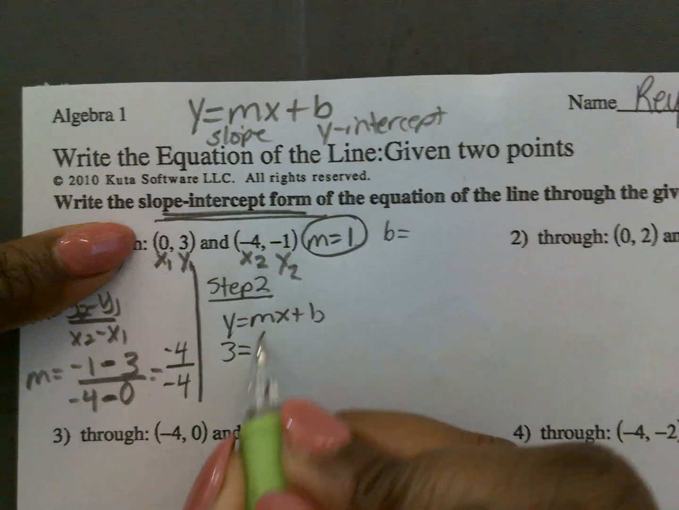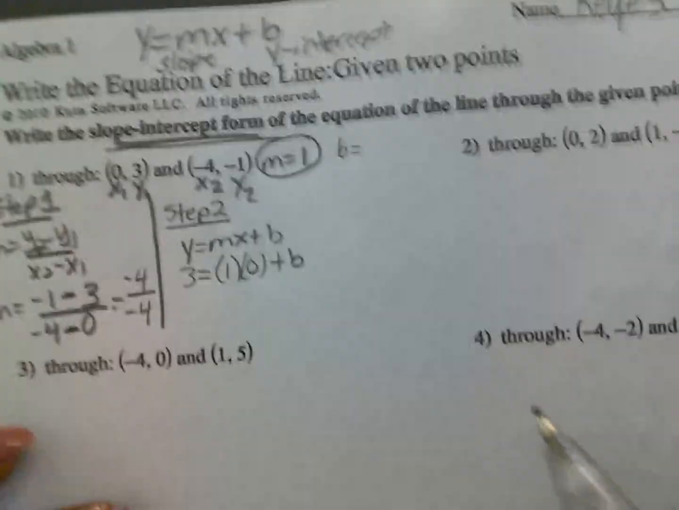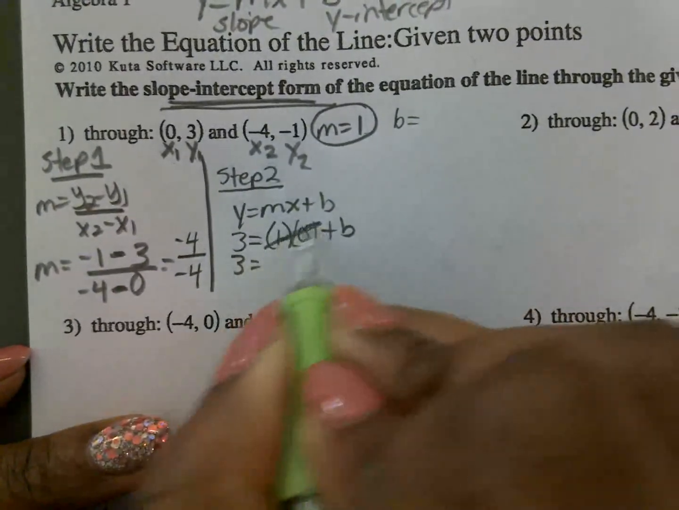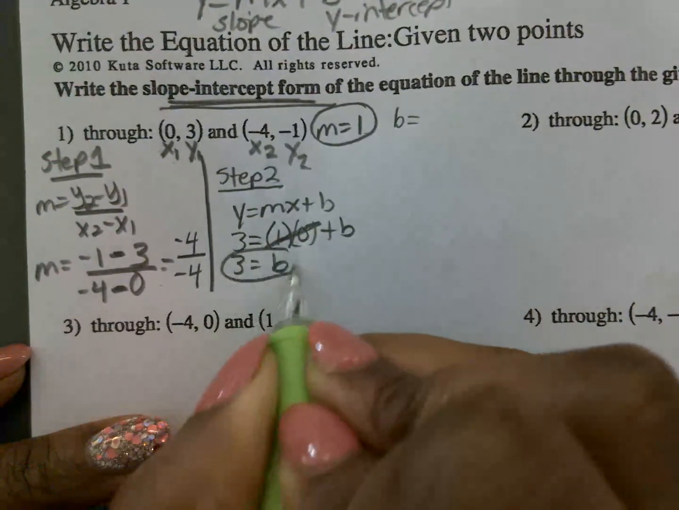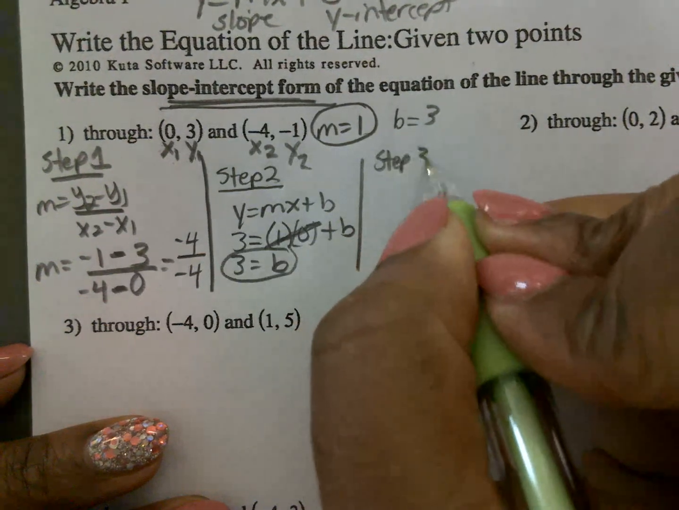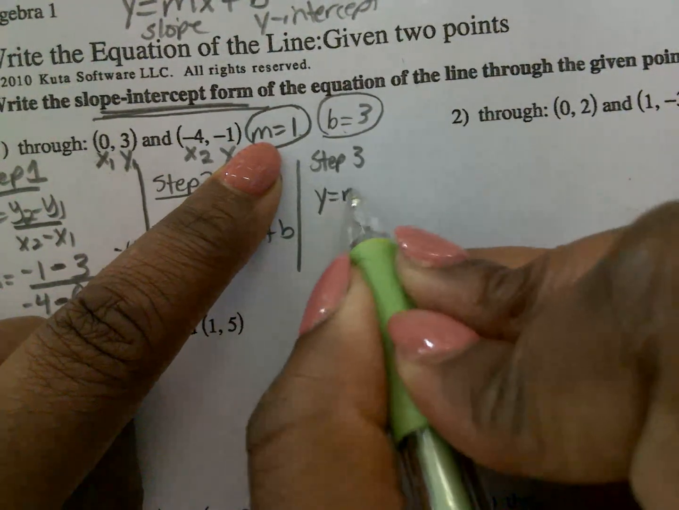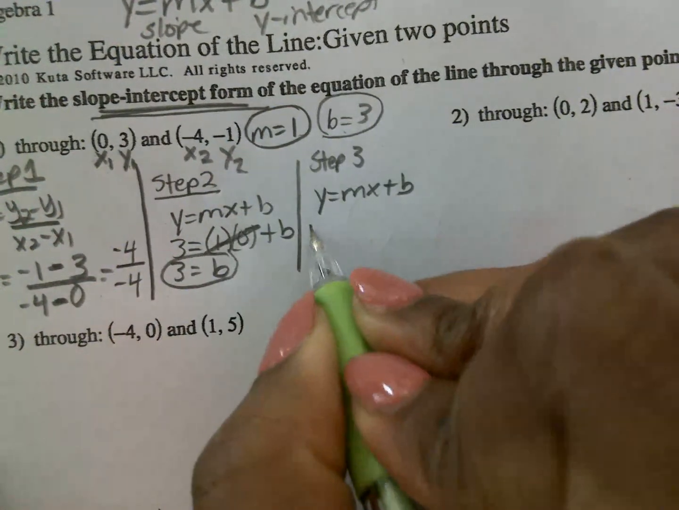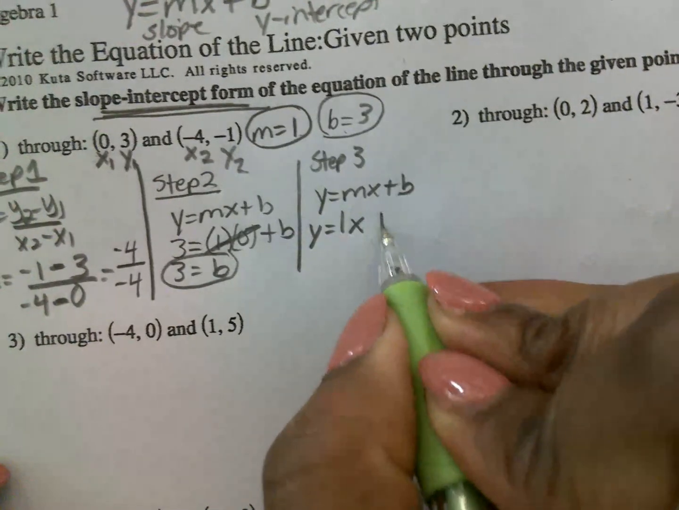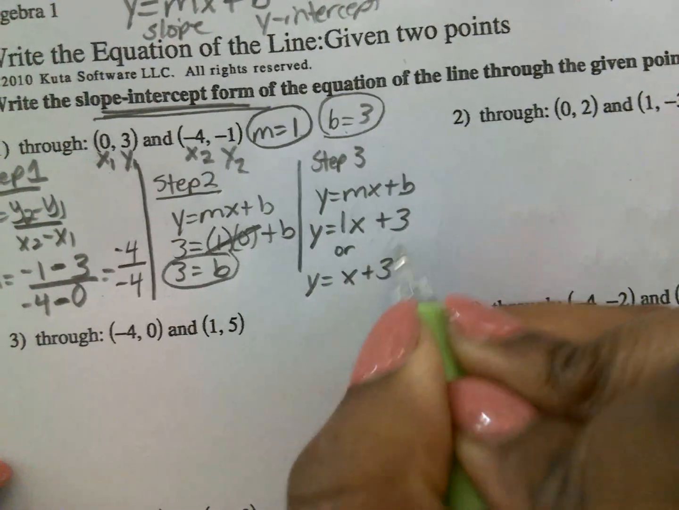Equals, your m is 1, and your x is 0, plus b. So now to solve, you have 3 is equal to, this is 0, and so you're left with b. 3 is b. So then lastly, you're going to take the m and the b and plug it into the slope-intercept form. So this is y is equal to 1x plus 3. Or y is equal to x plus 3.